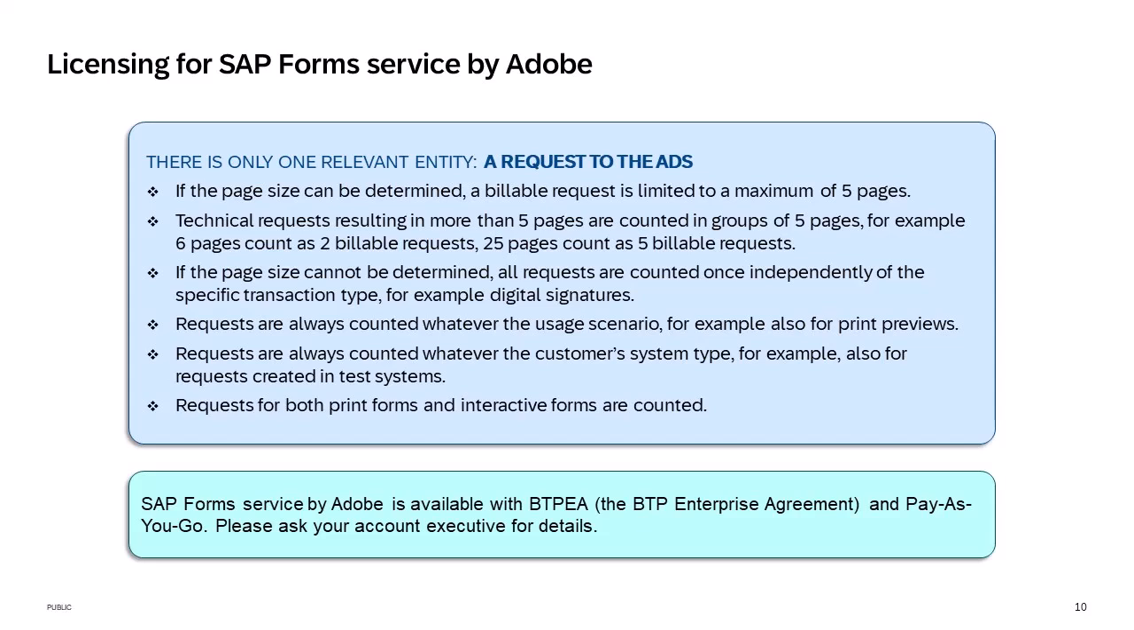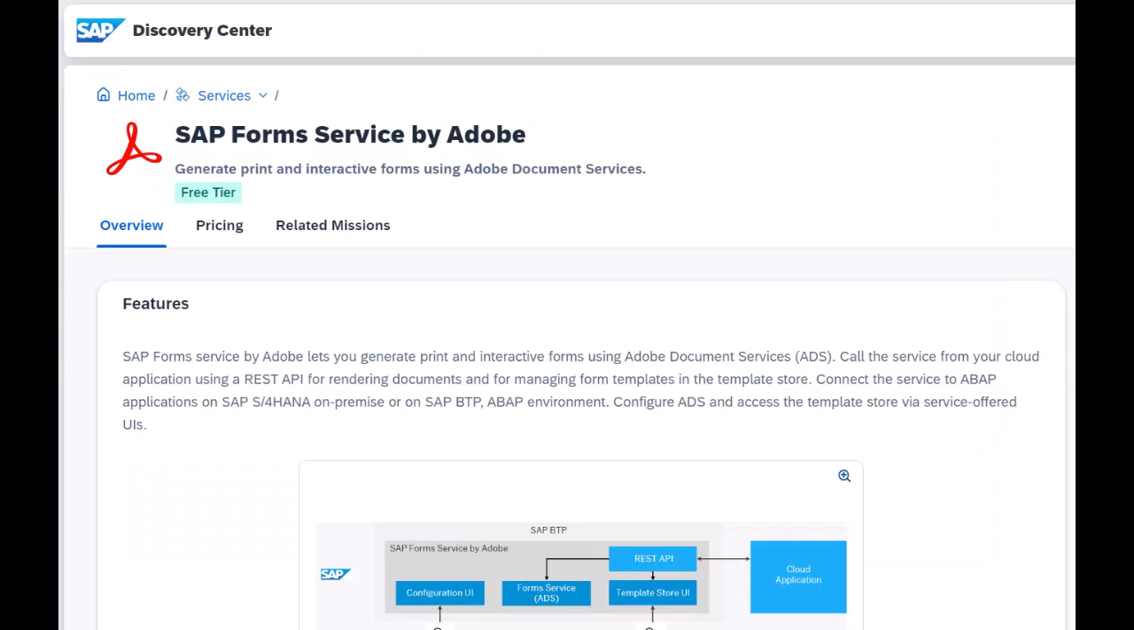That's why we don't distinguish between the type of system, development, test, and production, and why we don't treat print forms and interactive forms differently. S/4HANA customers get 2 million form requests per year free of charge, private and public cloud. Other customers must buy form requests in packages. You can find details about this on the SAP Discovery Center.